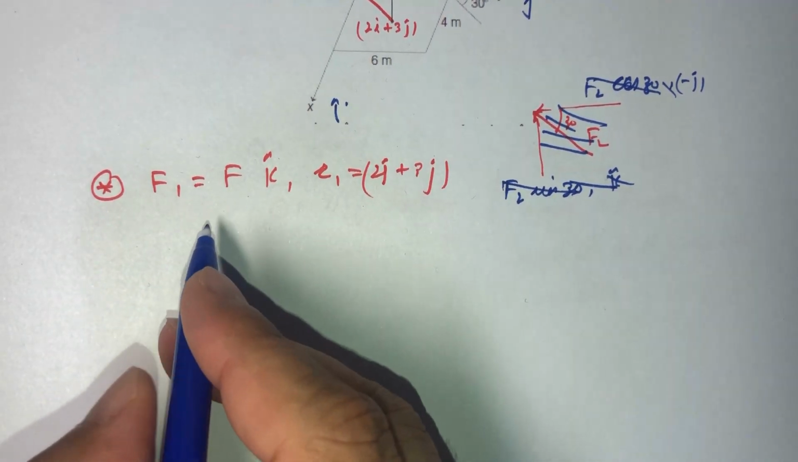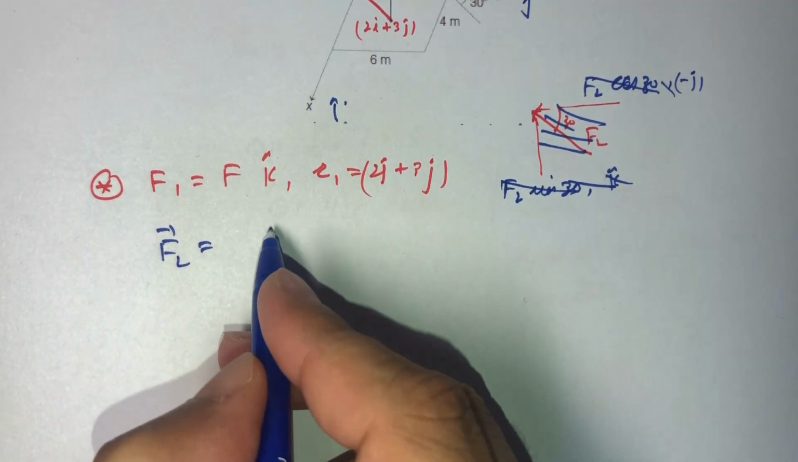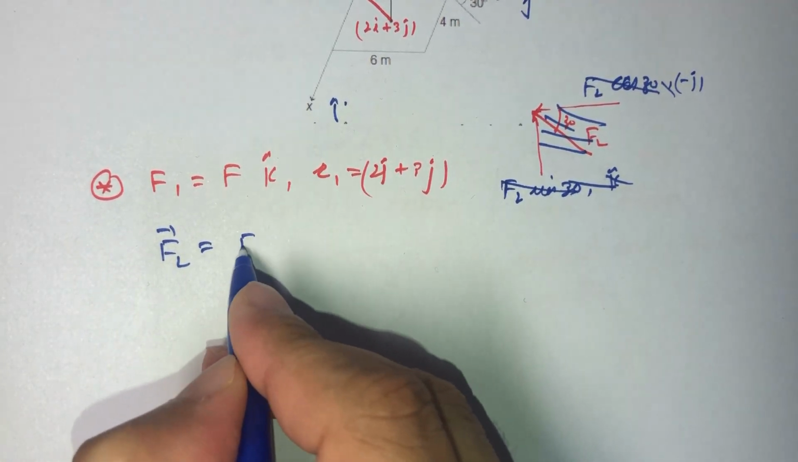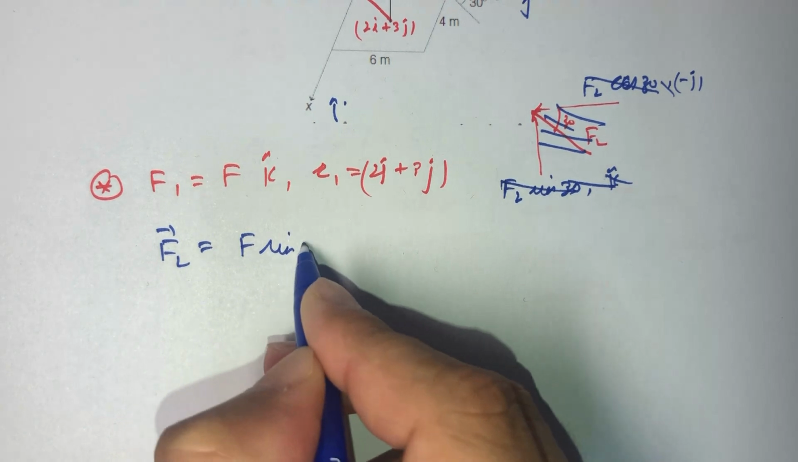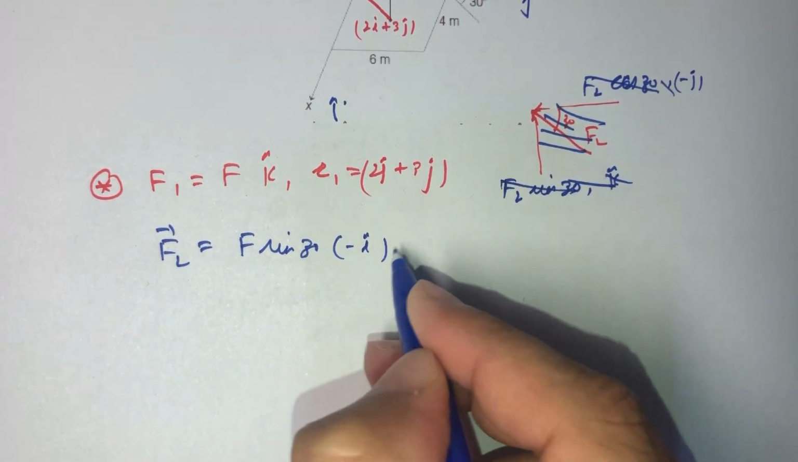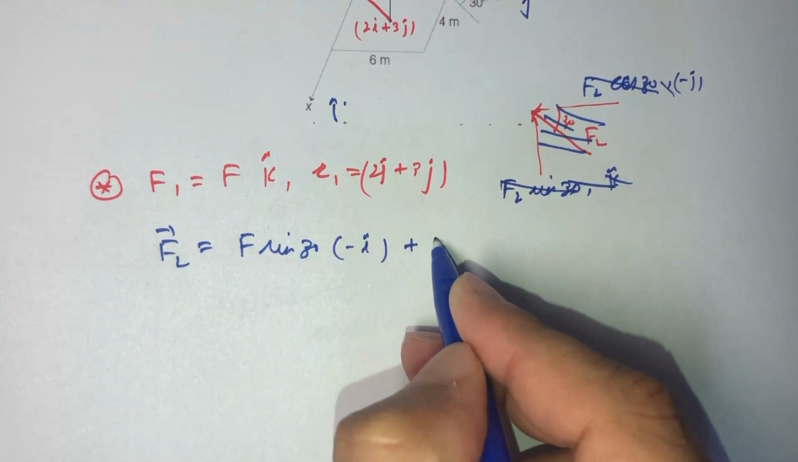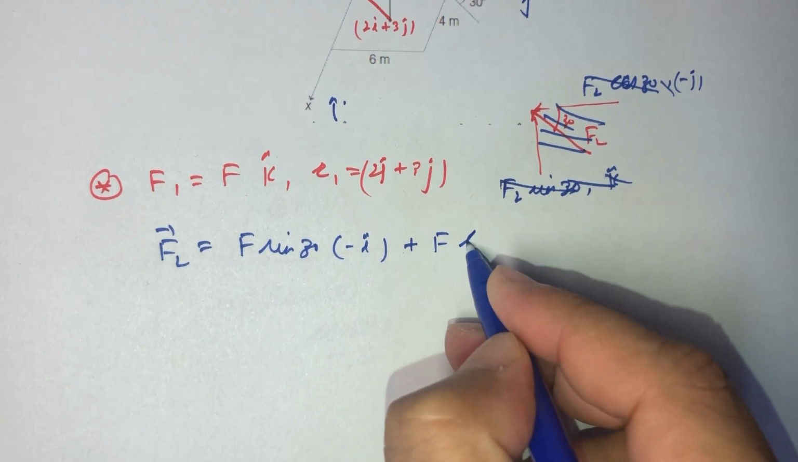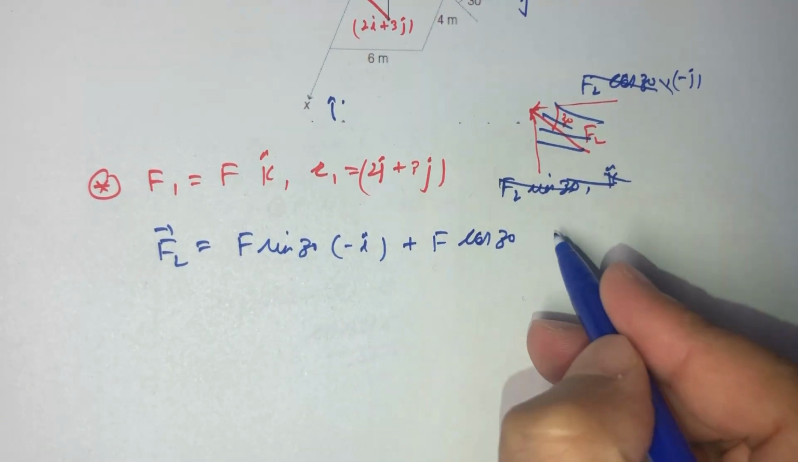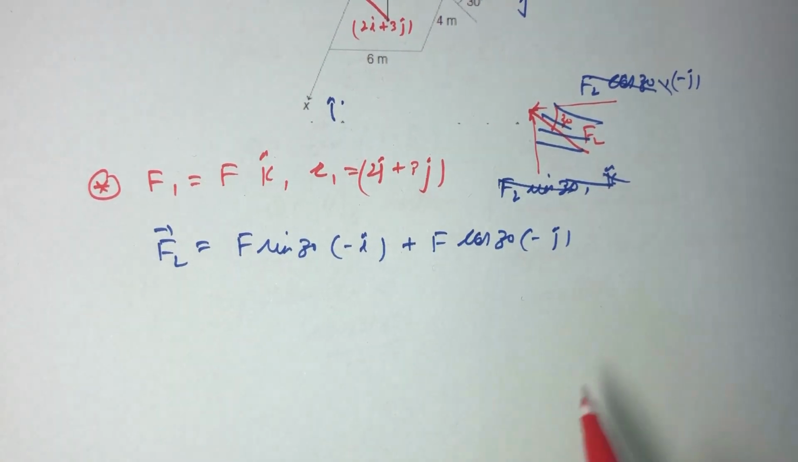So we can say that F2 force is going to have two components. One will be our F sine of 30, with a unit vector of minus i, and another vector will be plus F cos of 30, and it will be minus j. Okay, sorry, I did it wrong.